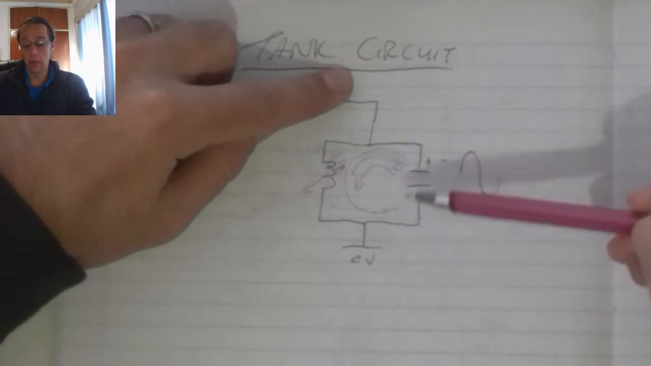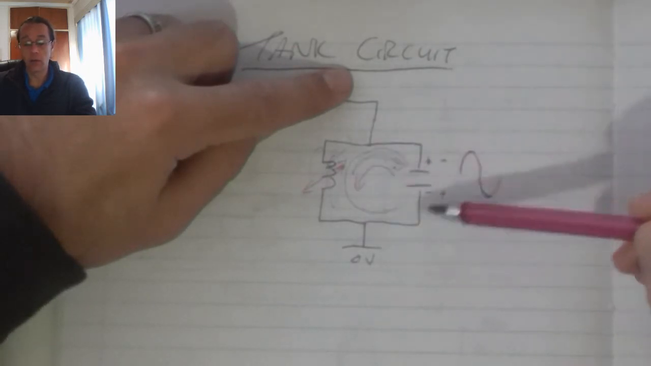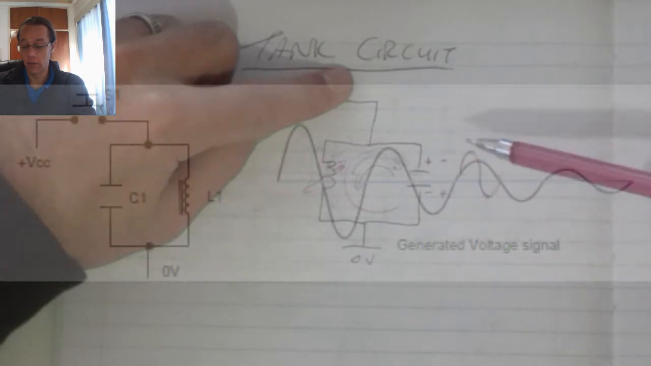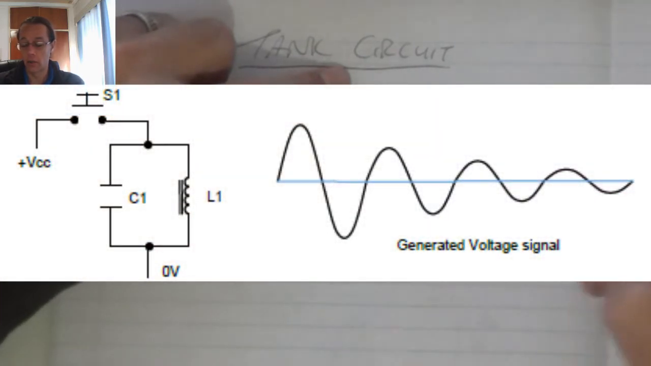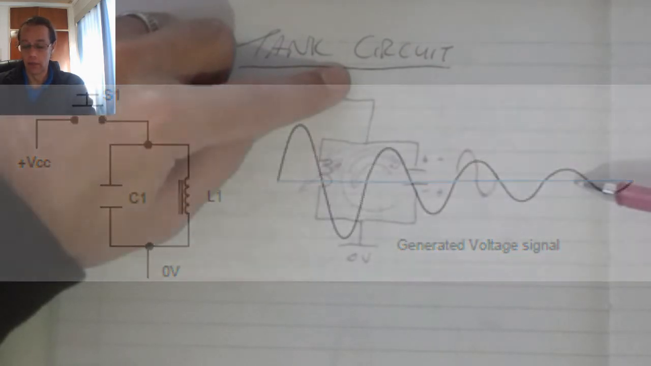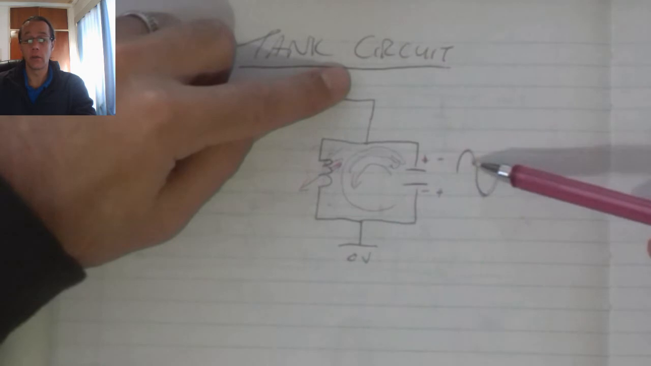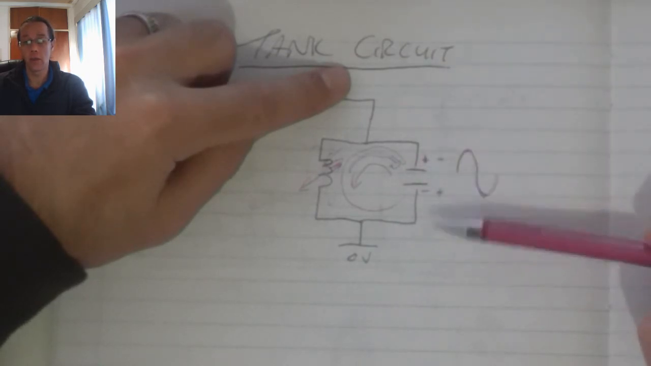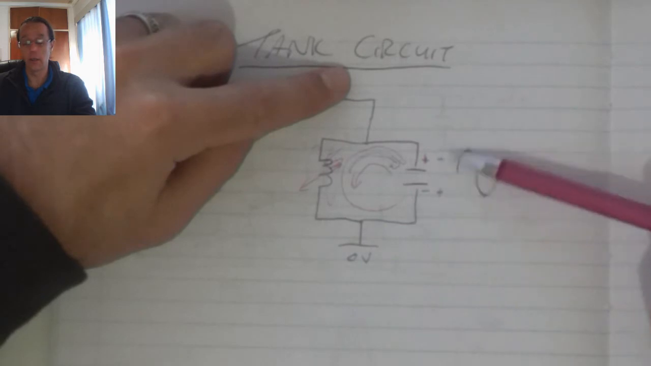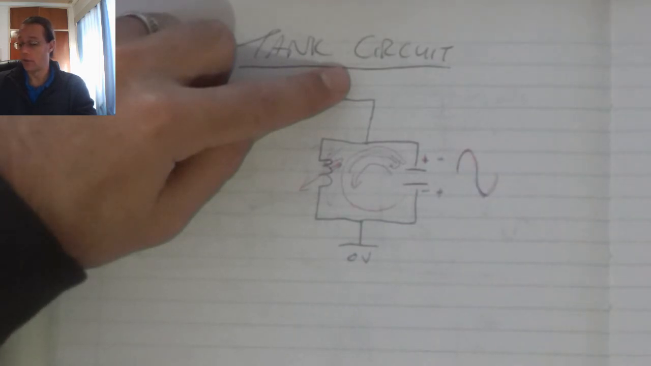Now due to losses and due to imperfections in the components and the tolerances, this sine wave that's generated by the tank circuit will constantly decrease with each cycle. So to avoid that, we connect this into a switching and amplification circuit to maintain that amplitude that is generated.